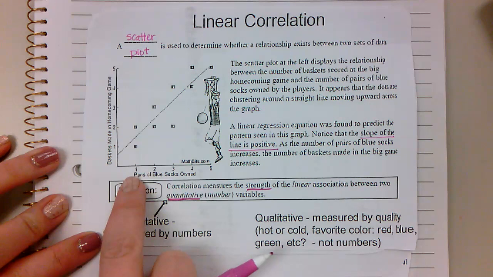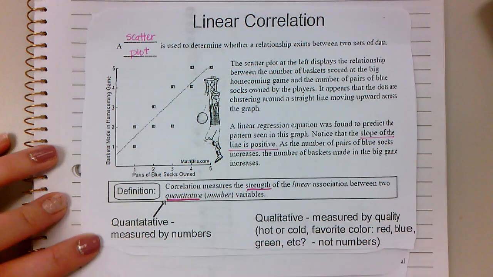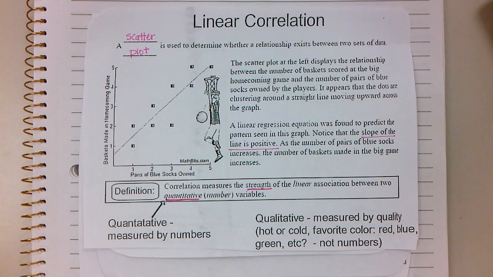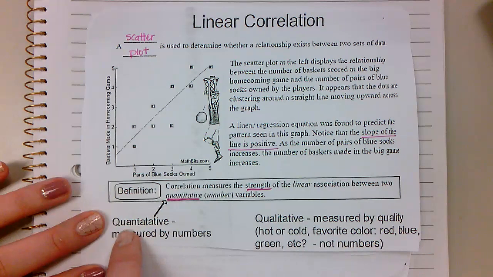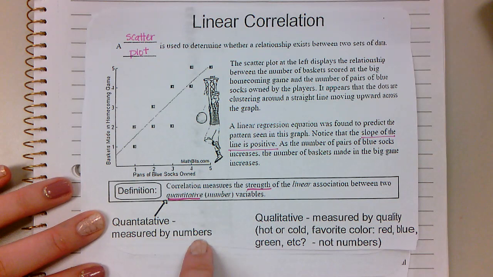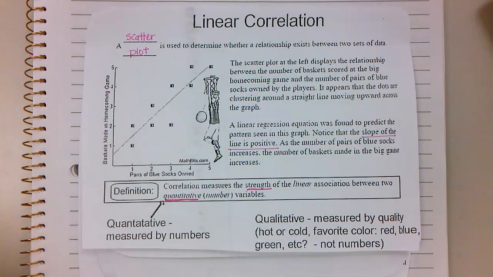So if I had a bunch of drinks and I wanted to know if the drinks were hot or cold, that would be different. Okay, and that wouldn't be using numbers. It's, they're really hot or they're really cold drinks. We're looking at data that has numbers to help us measure it. So the number of socks and the number of baskets.